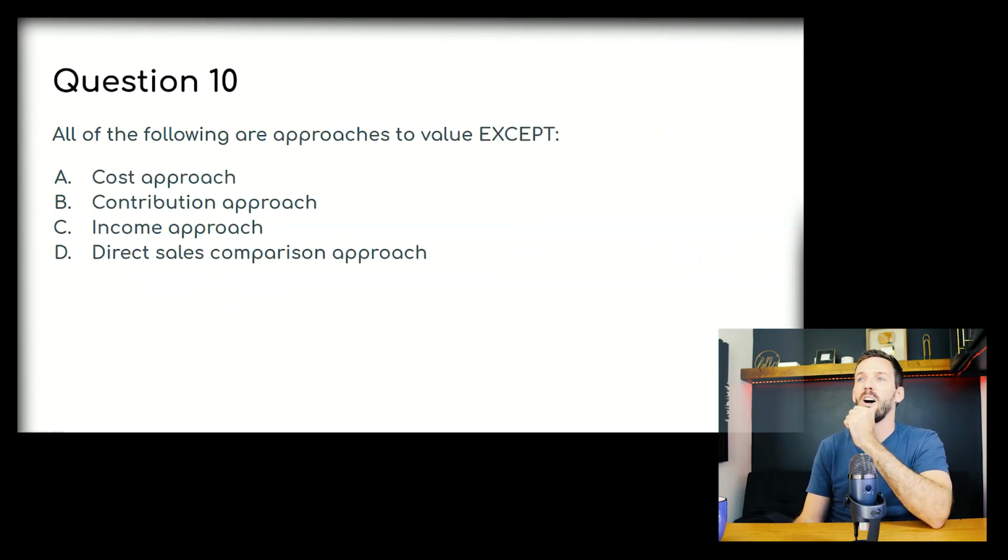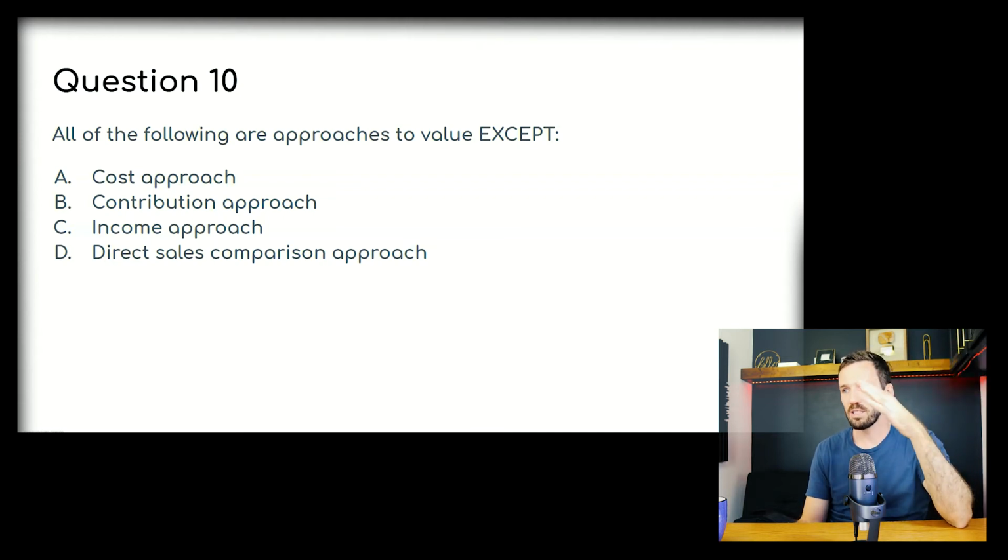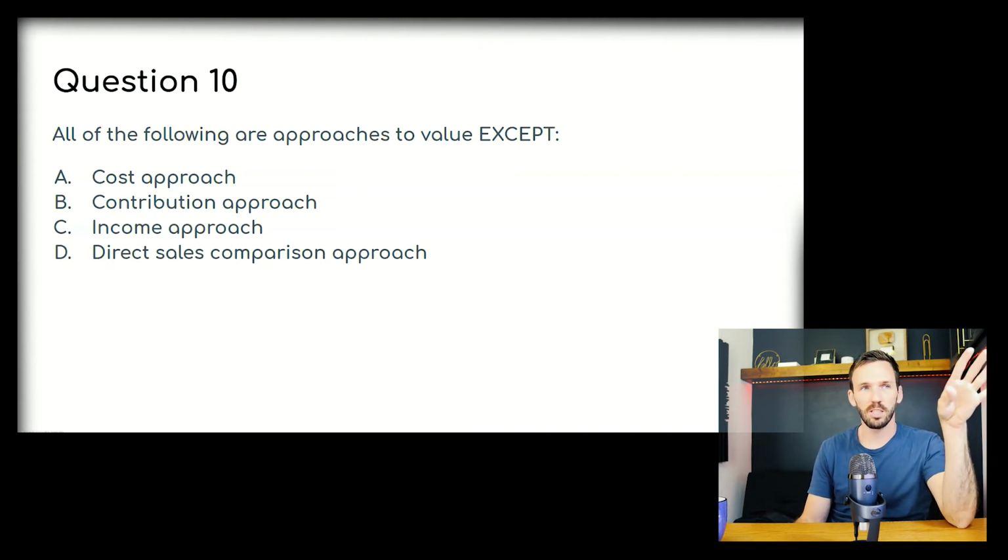Question 10. All of the following are approaches to value except cost approach, contribution approach, income approach, direct sales comparison approach. So this is actually really easy memorization here. Cost is a real thing in common. Income is an approach for investments or retail. And so is direct sales comparison. Contribution is the answer here, B. It's a keyword you should know.